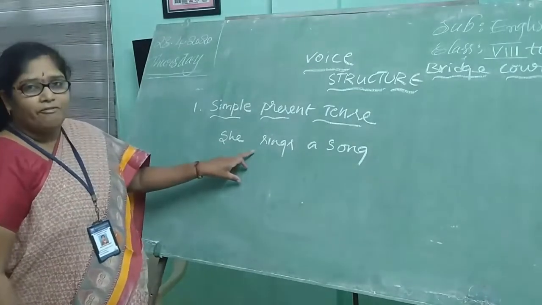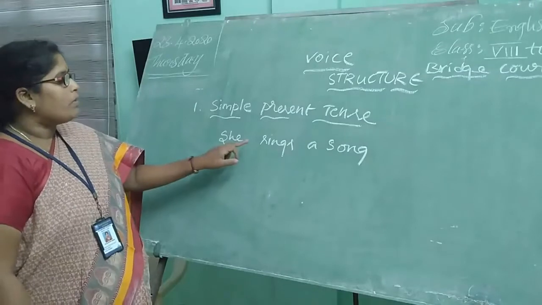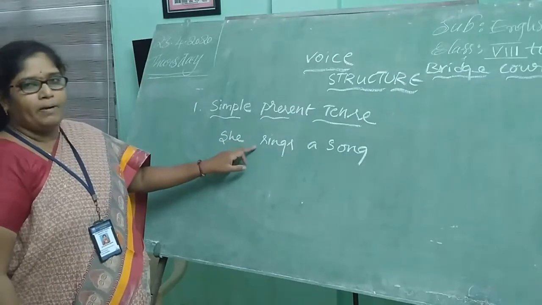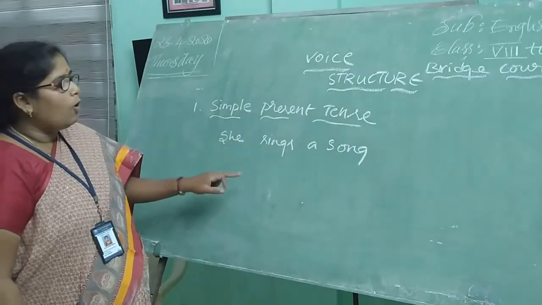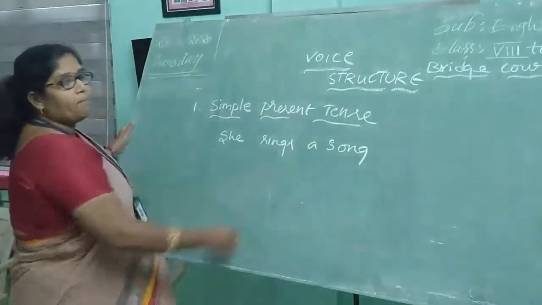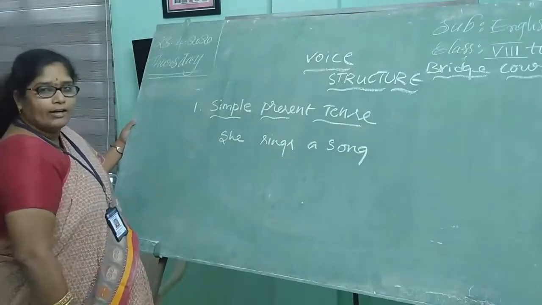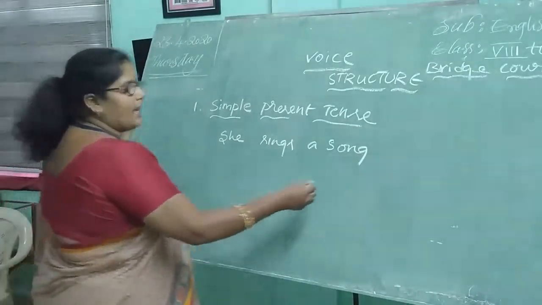So if you see, the verb is the heart of a sentence, children. Whatever the tense of the verb is, the whole sentence will be in the same tense, children. Here the verb is in simple present tense, so the whole sentence is in simple present tense, children. So this sentence is in active voice.